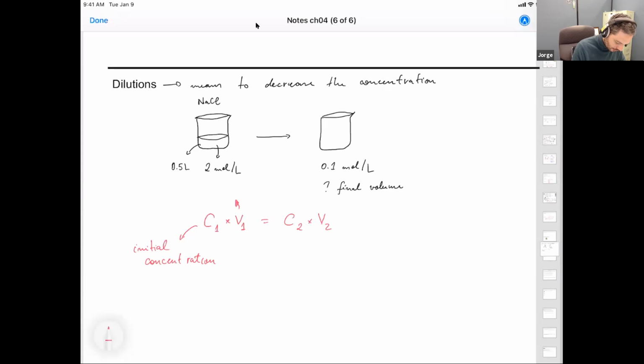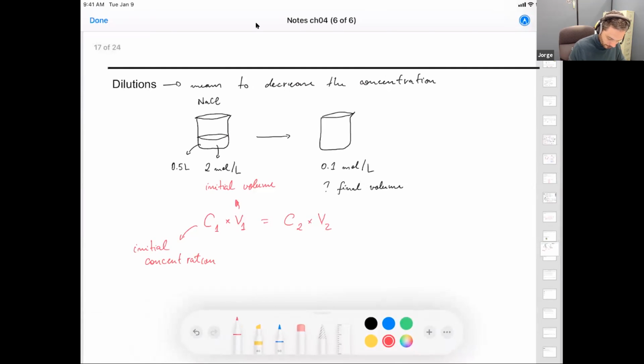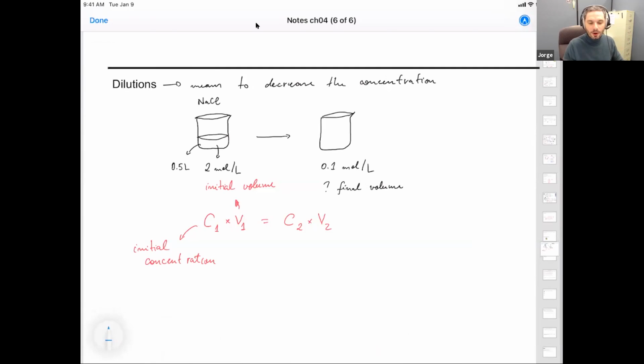V1 is the initial volume. And on the right side of the equation, we have final concentration and final volume.